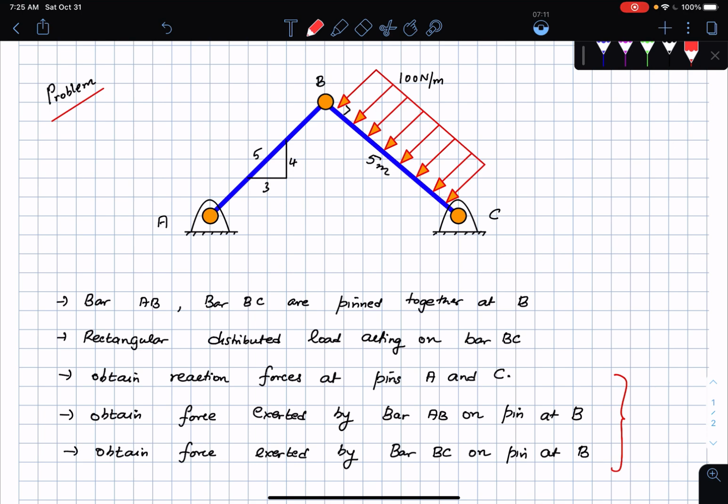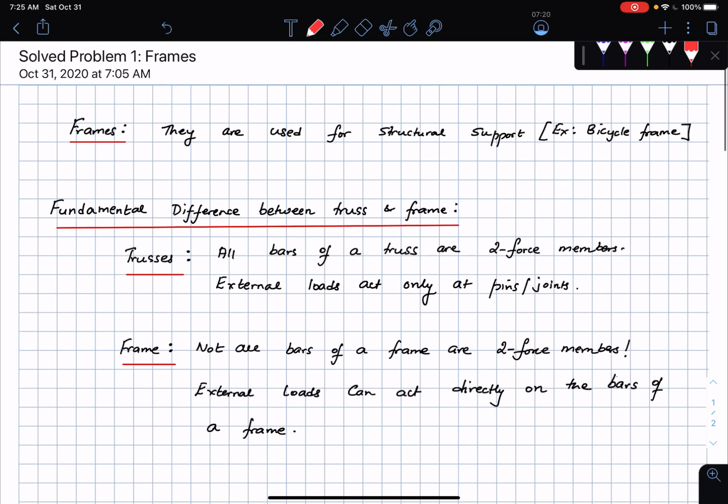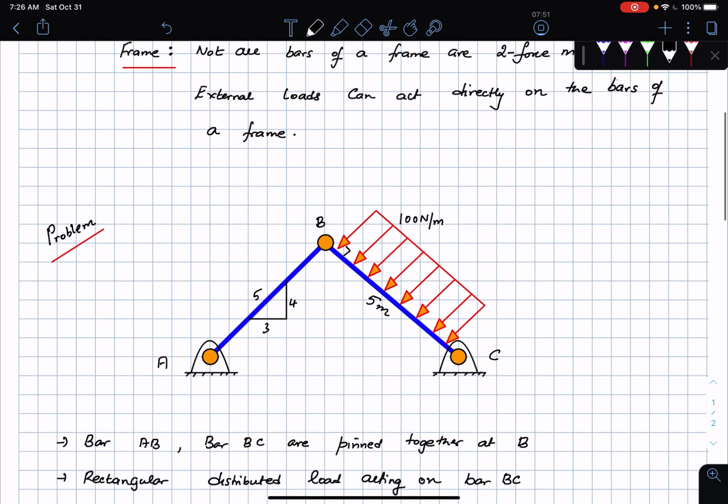Frames typically will contain multiple members connected together. So that's another thing that you can think of as a frame. Maybe I'll write this down as well here. They will contain multiple bars pinned together with forces acting on the bars and the pins. So they may contain multiple bodies or bars pinned together, and as you can see, the forces can act on the bars and the pins as well, or only at the bars or only at the pins.